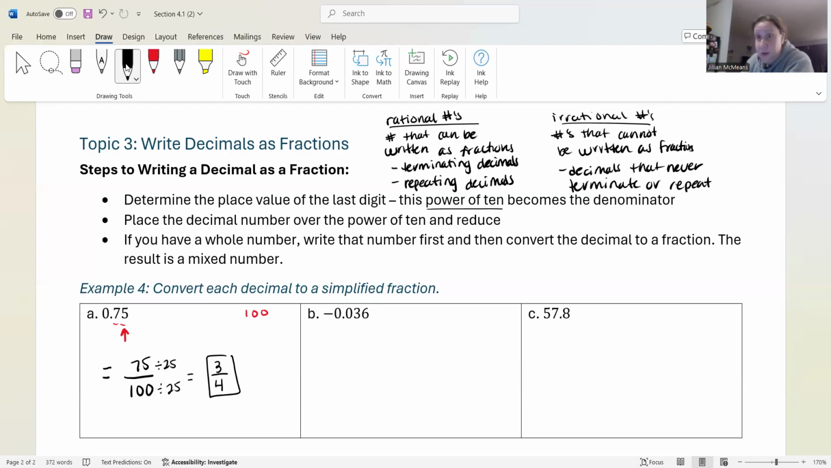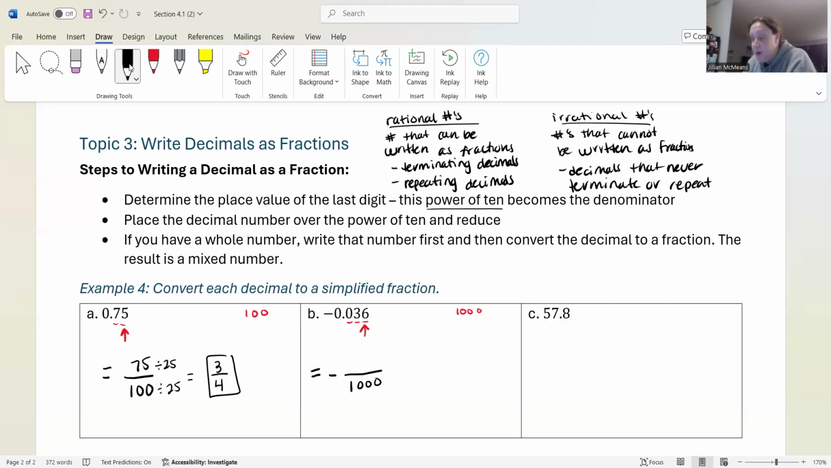We have negative 0.036, or officially we would say we have negative 36 thousandths. Okay? So let's count the decimal places. We have 1, 2, 3 decimal places. So 3 decimal places coincides with the power of 10 that has 3 zeros, so that would be 1,000. So this 6 right here is in the thousandths place, okay? So when we write this as a fraction, we're first going to make note that this decimal is negative, therefore its fraction equivalent has to be negative. And then we've got a denominator of 1,000, okay?